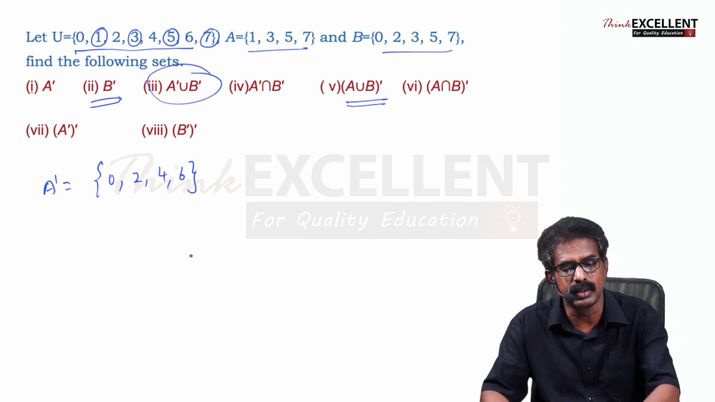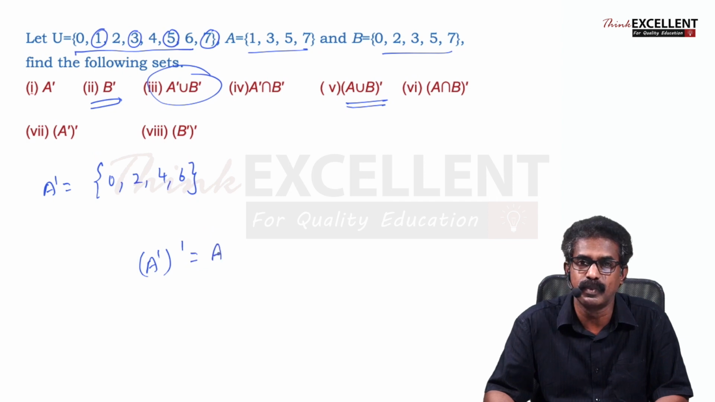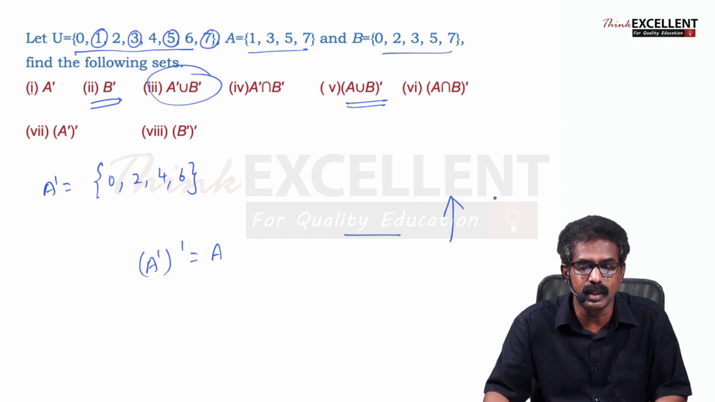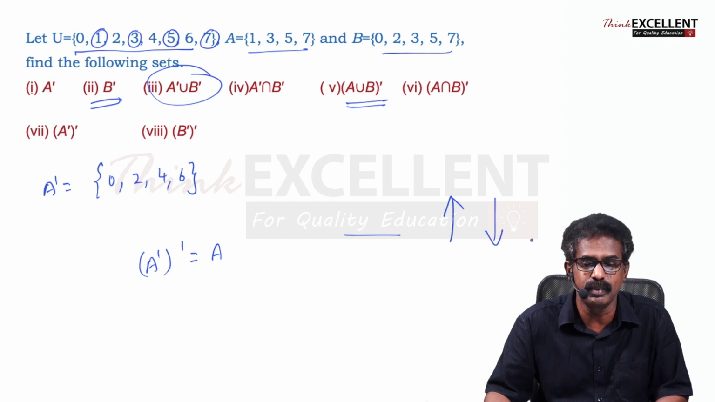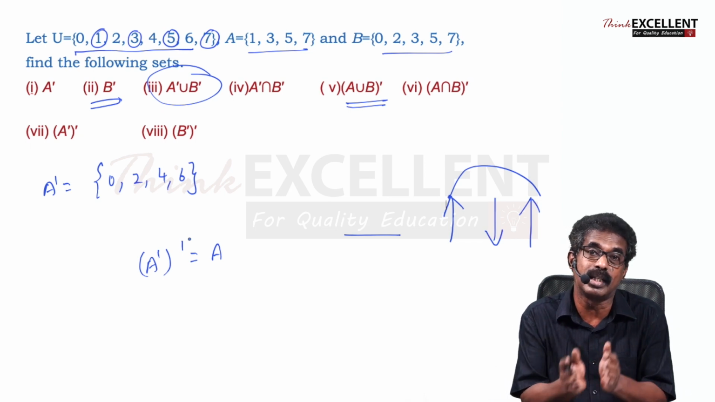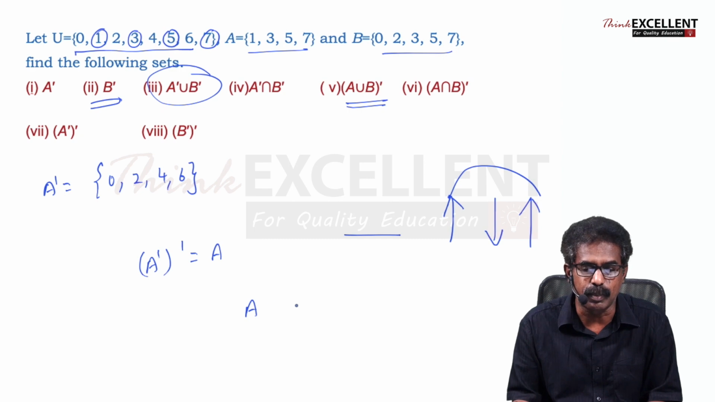And one more thing I want to tell you. (A dash) the whole dash is the same as A. So 2 times you are taking the complement, right? When you take the complement, it goes upside down. One more time, it moves back. So both are the same, right? So if you invert 2 times, taking the complement 2 times, you will get the original set. So for A, you take the complement first, one more time you take the complement, so you will get the original value.